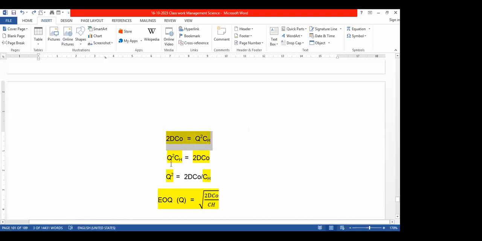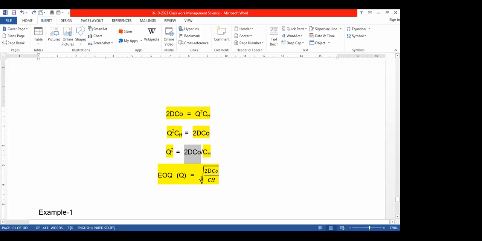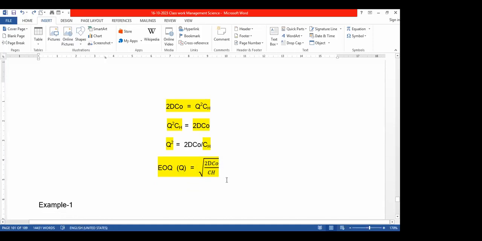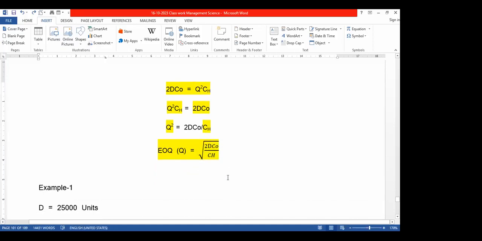And we have to find the Q, that's the meaning. Then Q square CH equal 2dCO. Then Q square is equal to 2dCO over CH. Then we have to find the Q, which is equal to the square root of 2dCO over CH. Right? Very simple. Okay. Anything you want to ask from this?